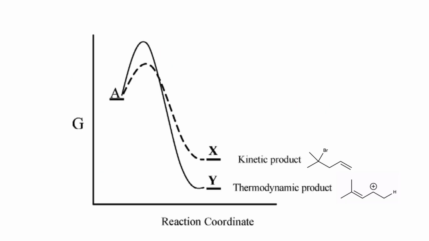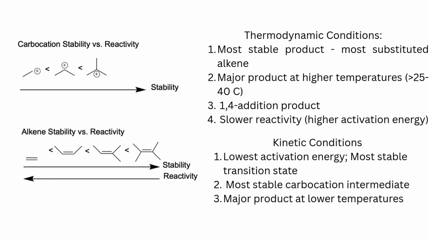On the energy diagram, where the y-axis is Gibbs free energy and the x-axis is the reaction progress, the kinetic product forms through a lower activation energy, so it's produced faster. In this case, the electrophile attaches to the most substituted carbocation, but the double bond left behind is less substituted and less stable. The thermodynamic product requires a higher activation energy, so it forms more slowly, but the result is a more substituted alkene at a lower Gibbs free energy, making it more stable overall.